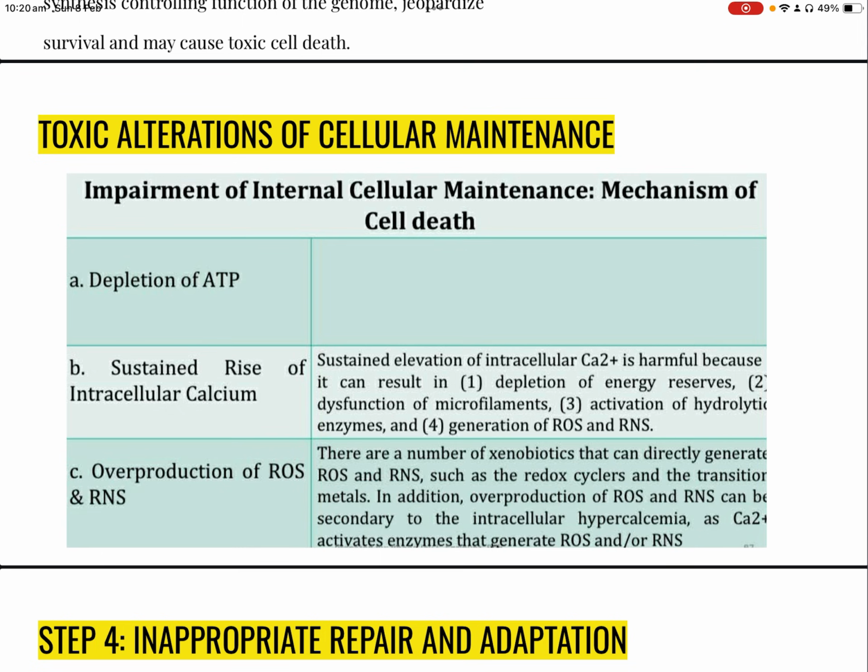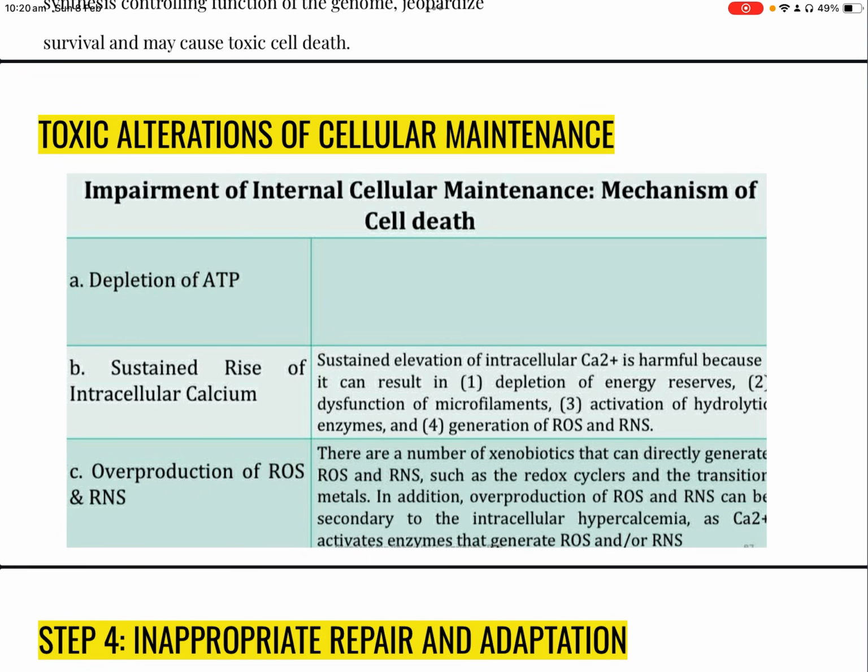Okay, next, your ATP is the energy currency of the cells. And then sustained rise of intracellular calcium. Okay, when there is a sustained elevation of your calcium, it will result in depletion of energy reserves, dysfunction of microfilaments, activation of hydrolytic enzymes, and generation of ROS and RNS. Okay, so next we have the overproduction of ROS and RNS.